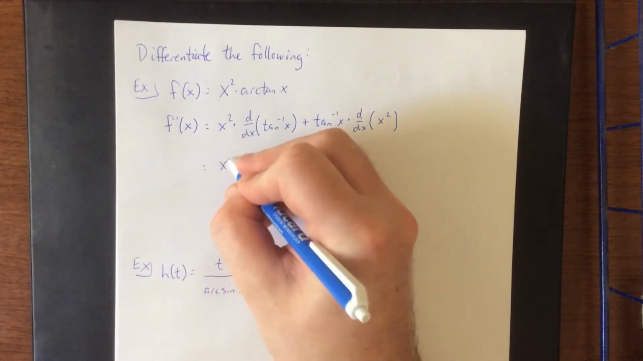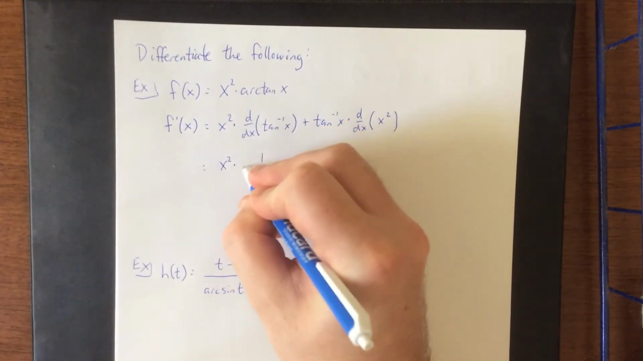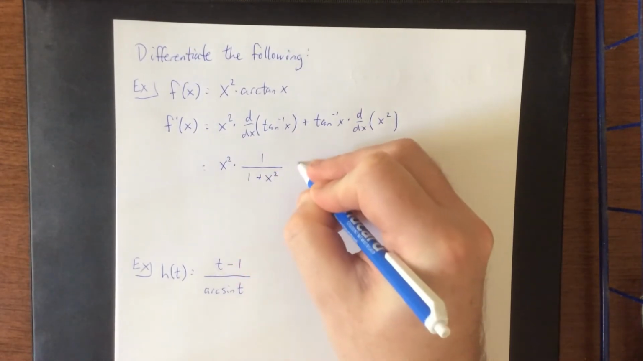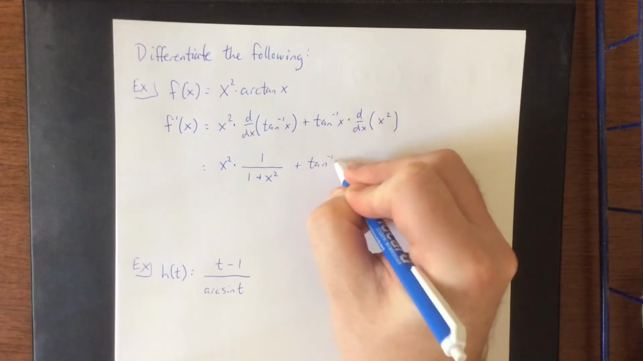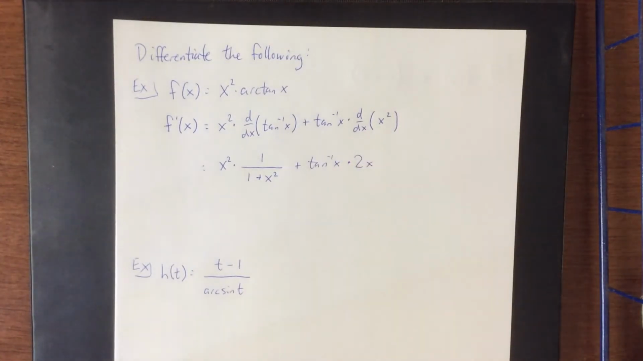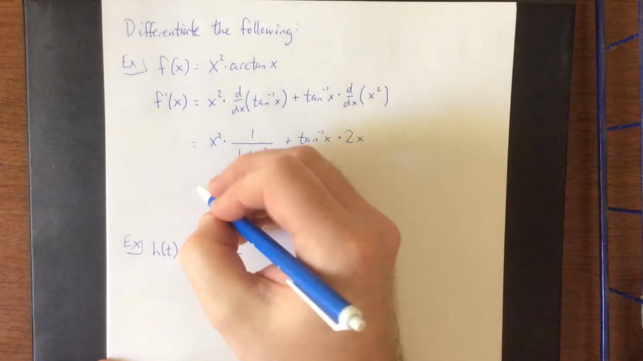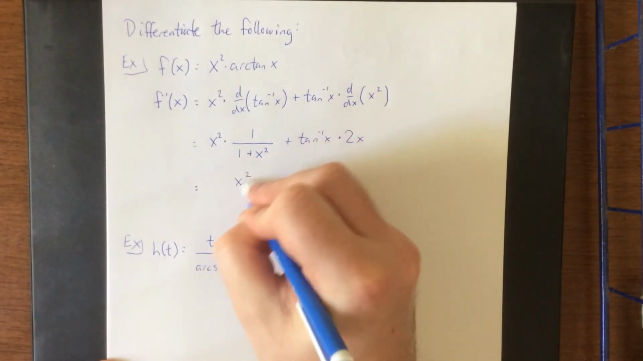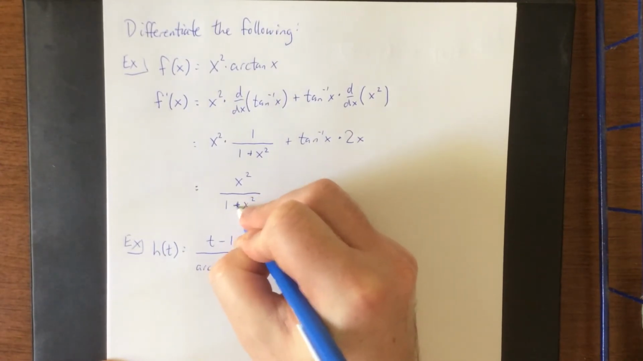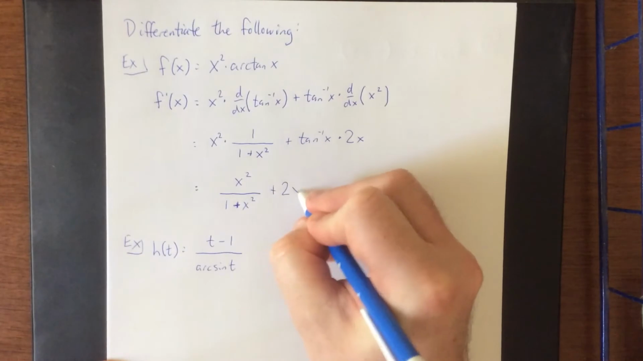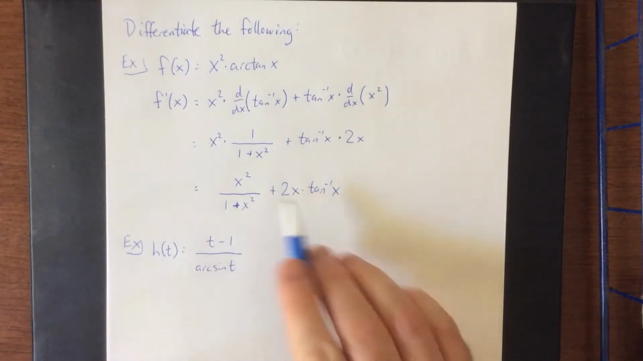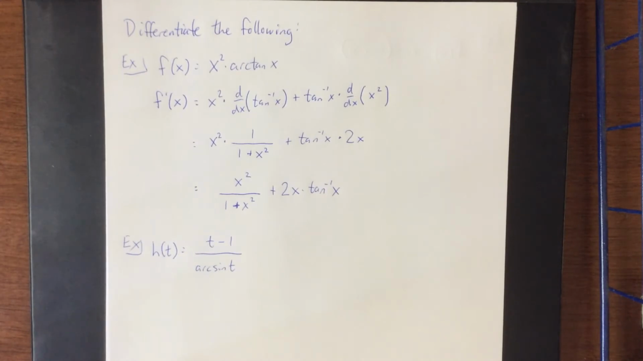So continuing to evaluate these derivatives, this will be x squared times the derivative of the arctangent function, which is 1 over 1 plus x squared. And the derivative of the x squared that we have here will be 2x. Honestly, there's not a lot algebraically that you'll need to do with this, but we can combine these into one single fraction over here. x squared over 1 plus x squared plus 2x times the arctangent of x. Leaving it in this form for a final answer would be just fine as far as I'm concerned.